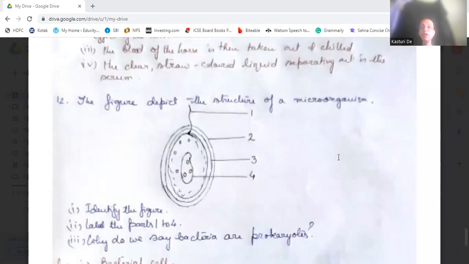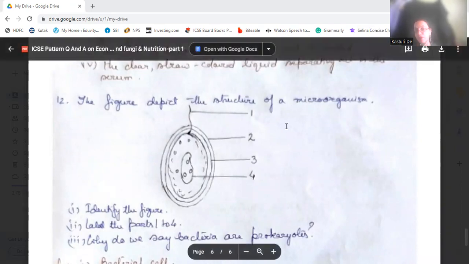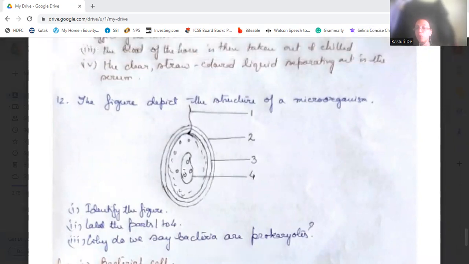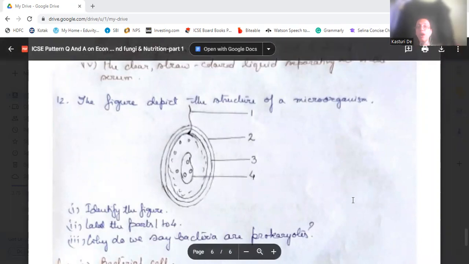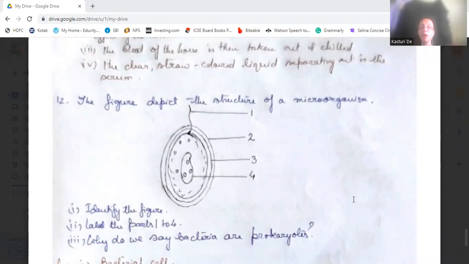Now, again, a diagrammatic question here. You can see a cell which has two walls. Then there's a flagella-like structure, thread-like structure. So this is 1, then 2, then 3, then 4. Maybe 1 is the 4th structure. So identify the figure, label the parts 1 to 4.